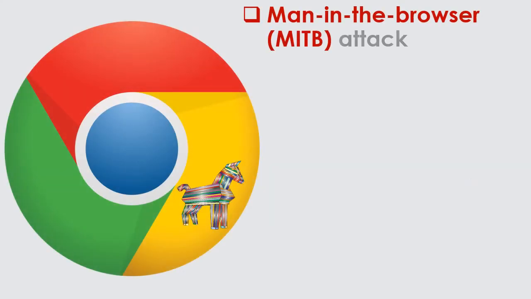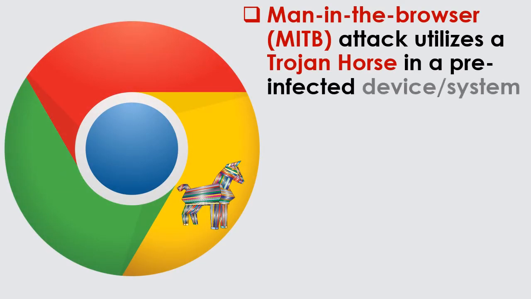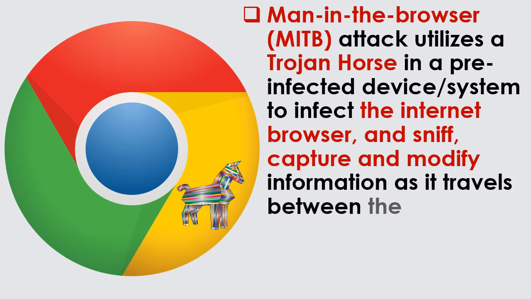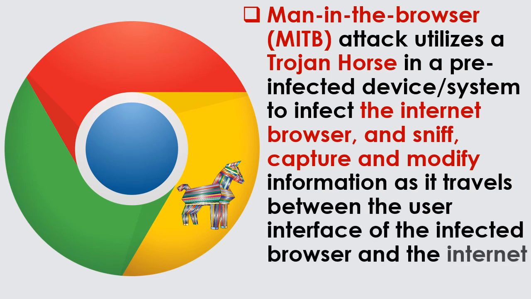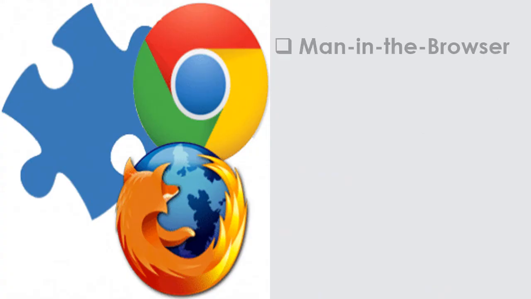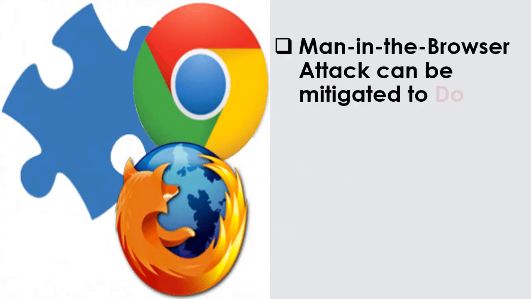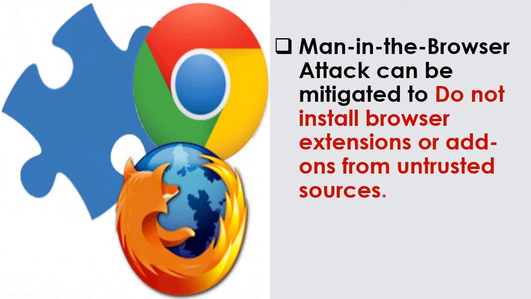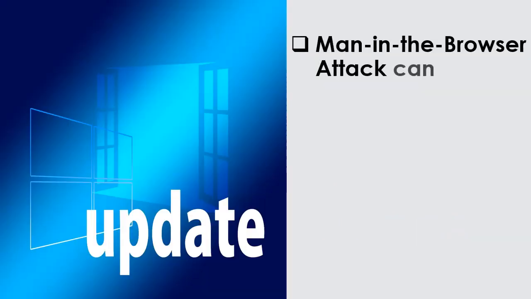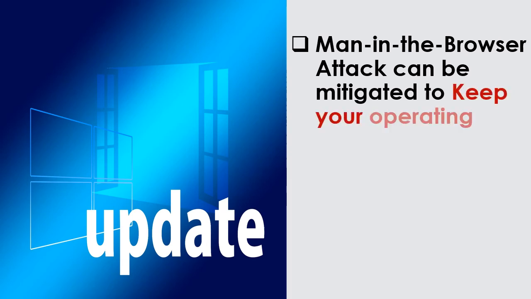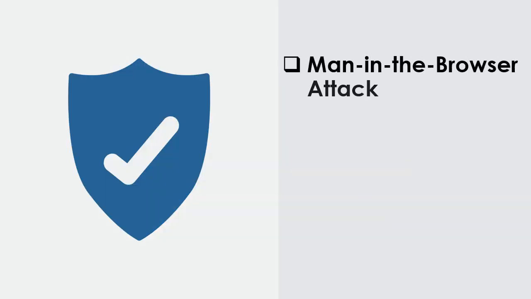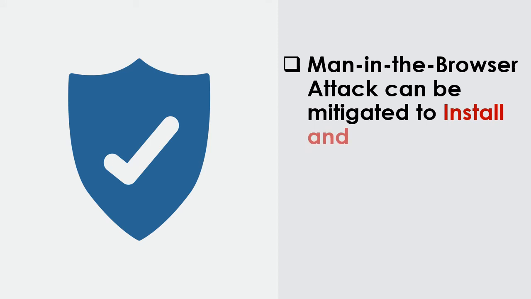Man in the browser, MITB, attack utilizes a Trojan horse in a pre-infected device or system to infect the internet browser and sniff, capture and modify information as it travels between the user interface of the infected browser and the internet. Man-in-the-browser attack can be mitigated by not installing browser extensions or add-ons from untrusted sources, keeping your operating system and browser up to date, and installing and updating anti-malware.